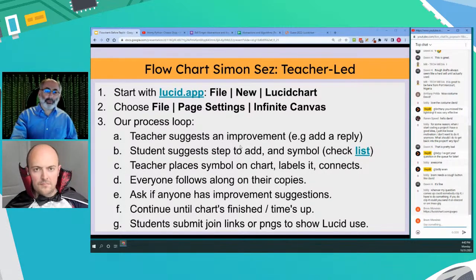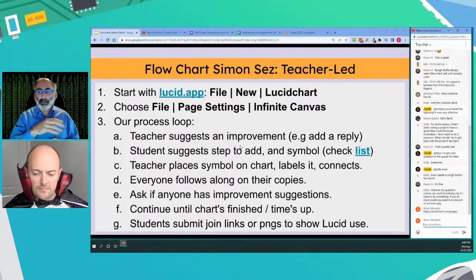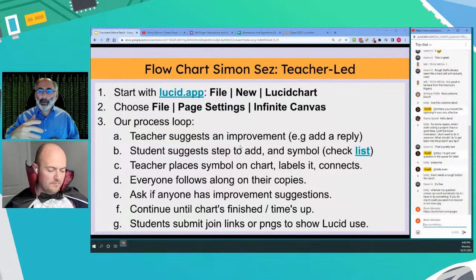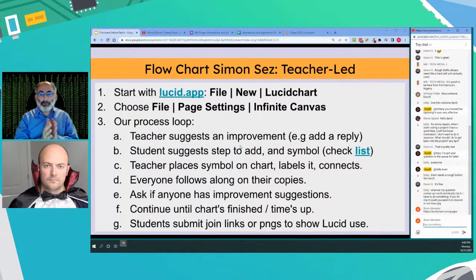They can do it by exporting a PNG, or if we're using Lucid in the educational team version, I can access all their things nicely. And this way I can see, were they able to do this or not? Because I don't want to move on. I want to make sure that my students are able to manipulate this program.